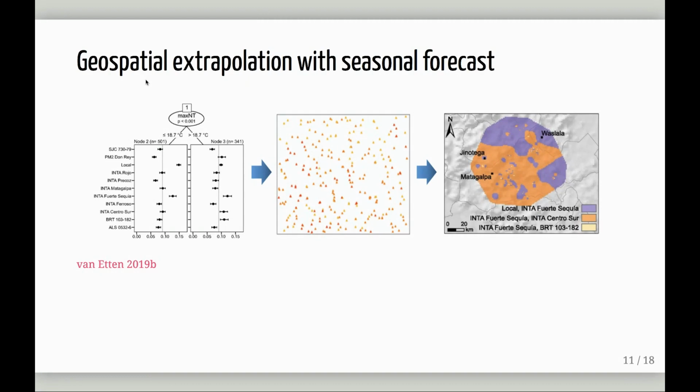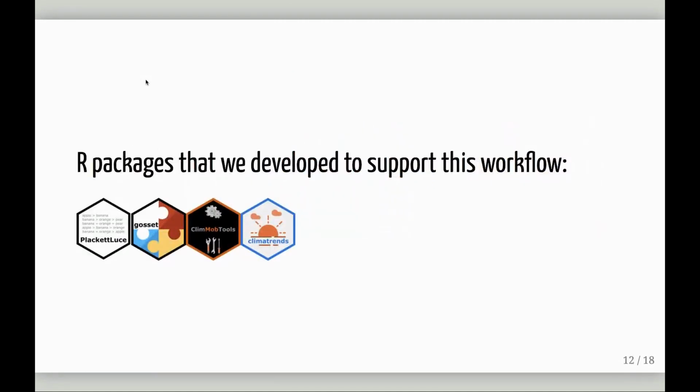geography of this location. What this map shows here is the recommendations for varieties in a target season in Nicaragua. So, for example, for the regions with the orange color in that season, we recommend Inta Sequia and Inta Centro Sur, and it goes for the other colors. Okay.